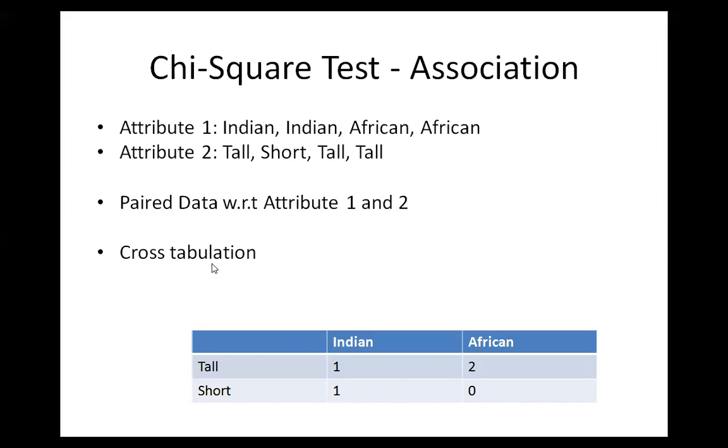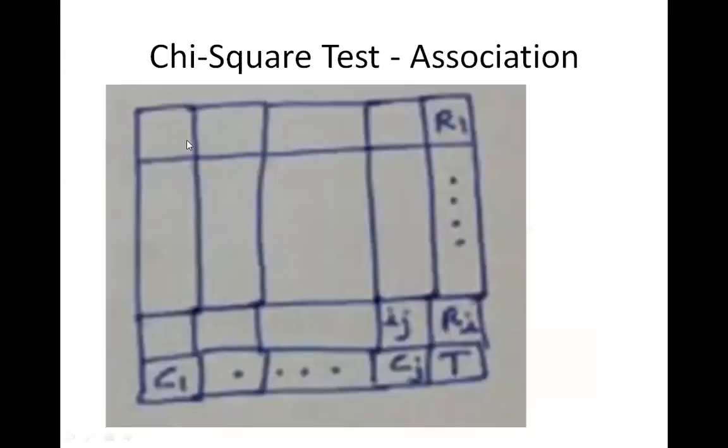We make a cross tabulation or 2 by 2 contingency table. It is 2 by 2 because both the attributes can have two values. Such a cross tabulation can be more than 2 by 2. It can be like 3 by 2 or 3 by 3 or 4 by 2 or 4 by 3, depending on how many values a particular attribute can take. So this is a cross tabulation, something like this grid or table.